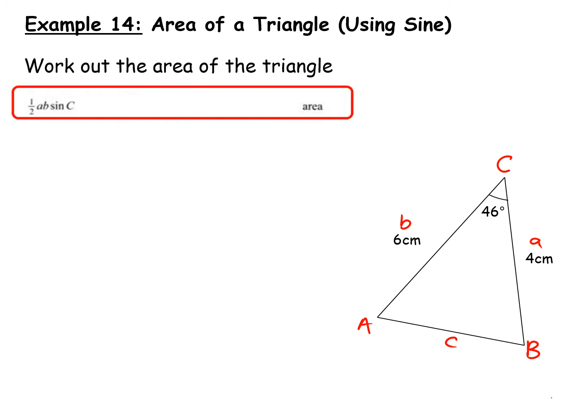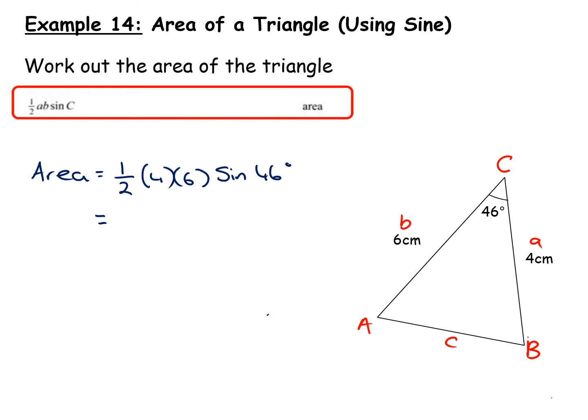You need for this formula two sides and the angle in between. If you don't have that, it won't work. When you label it, you'll understand that you're missing something. But if you can remember that, you'll know before you do anything that you might not be able to use that formula. So half, A is 4, B is 6, and then sine of C is 46 degrees.